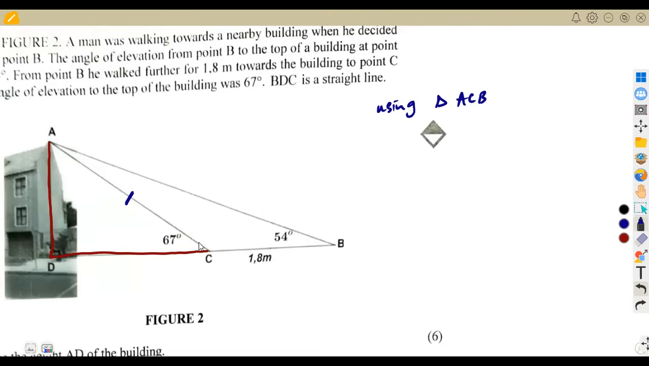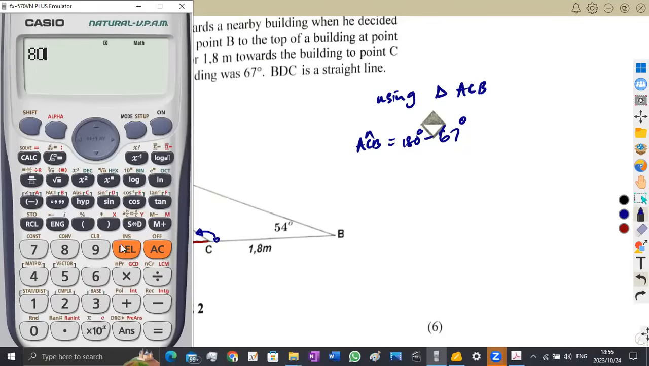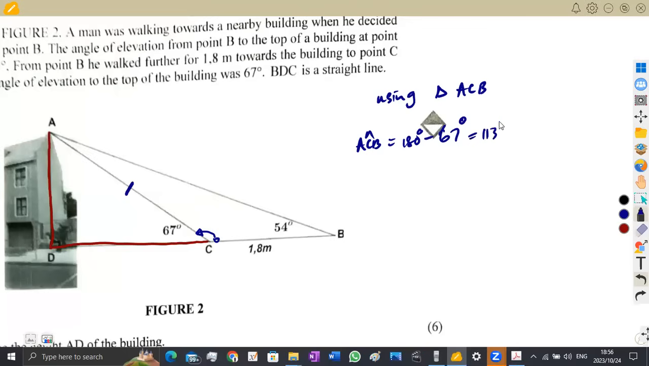So you're going to find the angle here at C from 180 degrees. These are angles on a straight line. So it means angle ACB, or angle C, is going to be 180 degrees minus 67 degrees. From our calculator, 180 minus 67 will be 113 degrees. So you're going to obtain 113 degrees on this angle here.